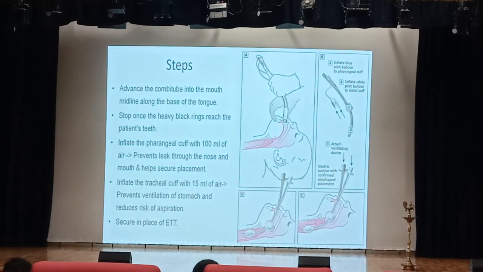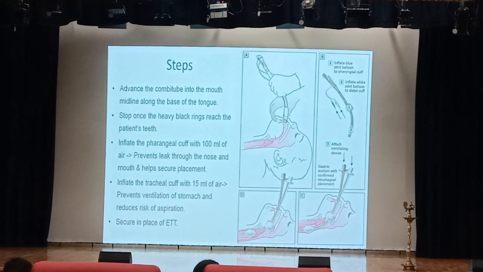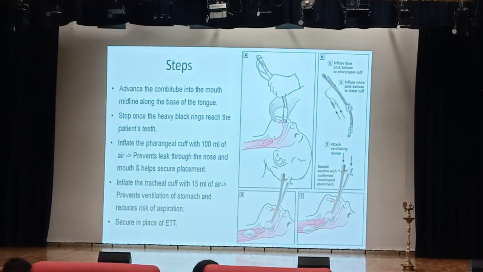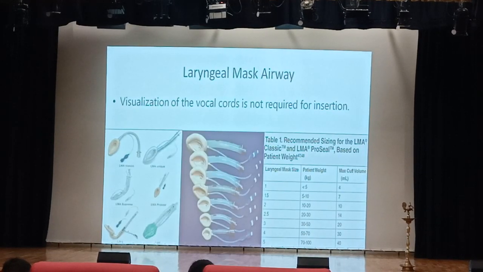Coming to the steps, first advance the combi tube into the mouth midline along the base of the tongue. Stop once the black rings reach the patient's teeth. Inflate the pharyngeal cuff with 100 ml of air. Inflate the tracheal cuff with 15 ml of air and secure in place as with an endotracheal tube.